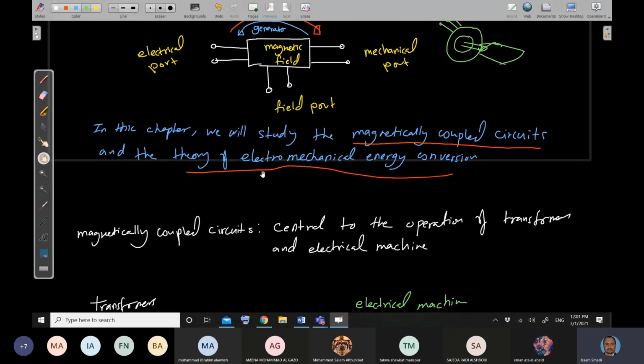What about the theory of the electromechanical energy conversion? So simply, until here, we have highlighted the importance of the magnetically coupled circuit. And now we also need to understand the meaning of the electromechanical energy conversion, the theory of the electromechanical energy conversion.